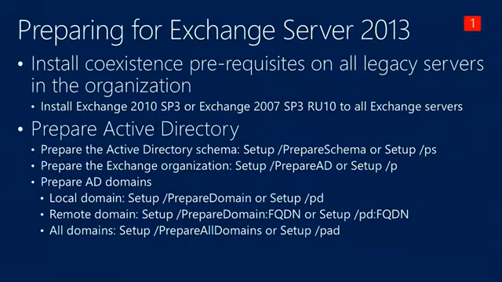Now, you need to install the coexistence prerequisites on all of your legacy servers. For Exchange 2010, that's going to be Service Pack 3. For Exchange 2007, that's Service Pack 3 plus Rollup Update 10. And you need to deploy these not just on all of your internal servers, but on your Edge Transport servers as well.